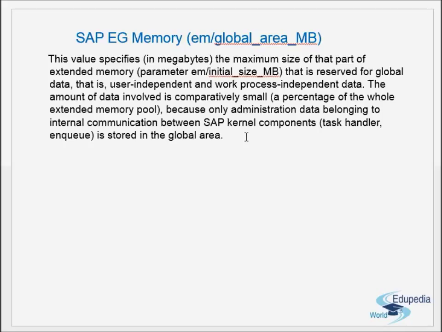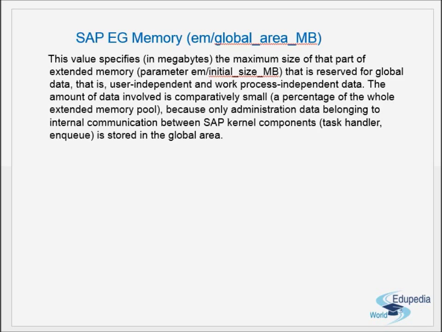So this area is not specific to a user or a work process. It's completely independent data, used for administrative purposes, like the communication between various work process components. So this is the global data, part of the SAP extended memory only, and this is the parameter em/global_area_MB.